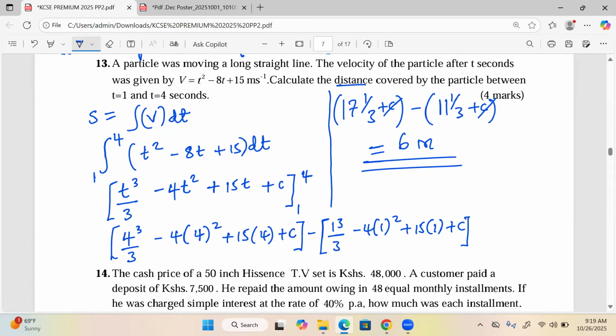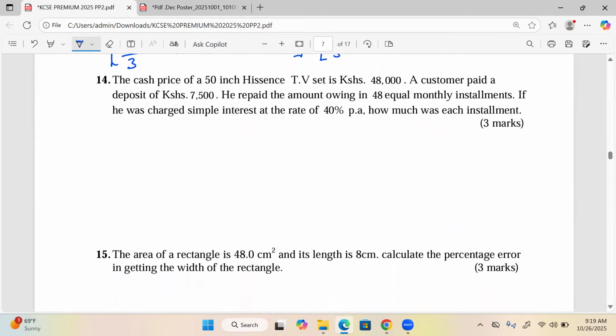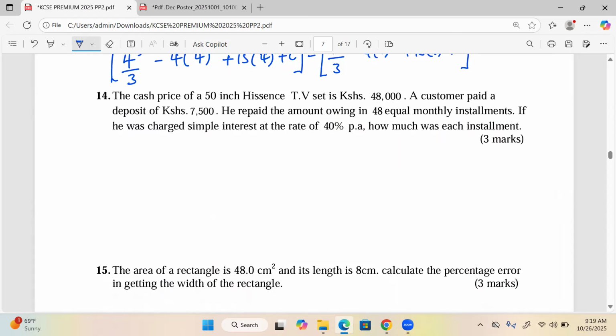Very simple question. Look at number 14 as we wind up. The cash price of a 50-inch Hisense TV is 148,000. A customer paid a deposit of 75,000 Kenya shillings. He repaid the amount owing in 48 equal monthly installments. If he was charged simple interest at the rate of 40% per annum, how much was each installment?